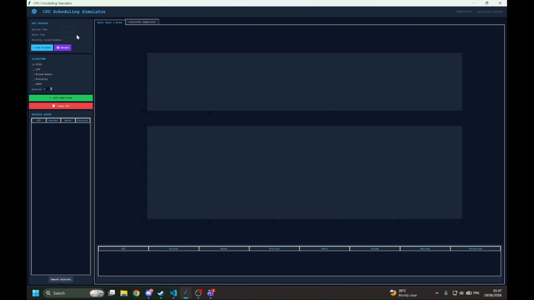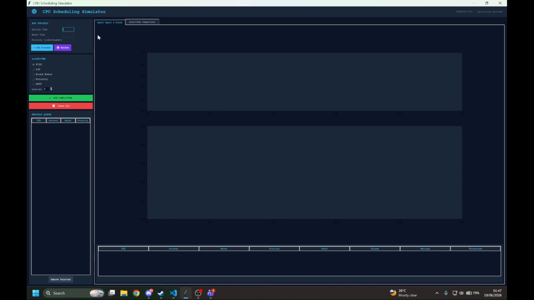And today we're going to be explaining our CPU scheduling simulator, which was built using Python with Tkinter for the GUI and Matplotlib for the visualizations. So we're going to start by running the program, and we'll add 4 processes using the input fields on the left panel.